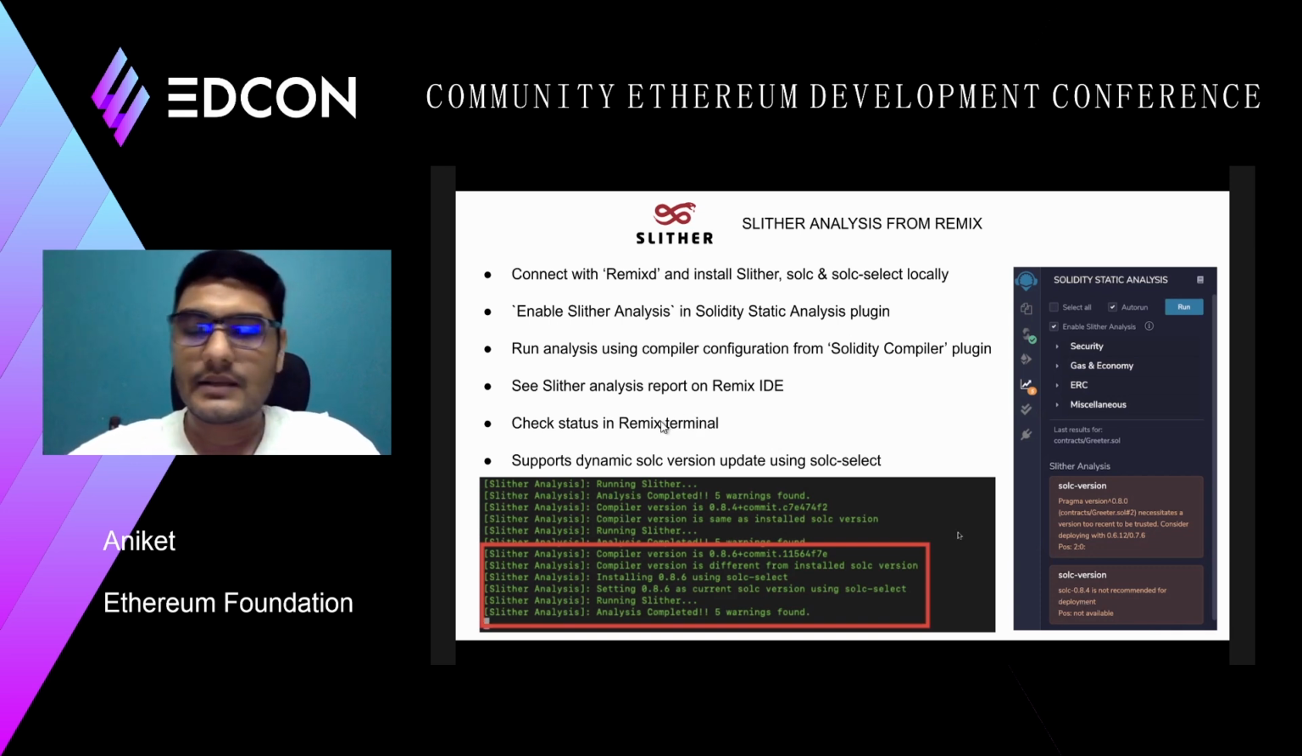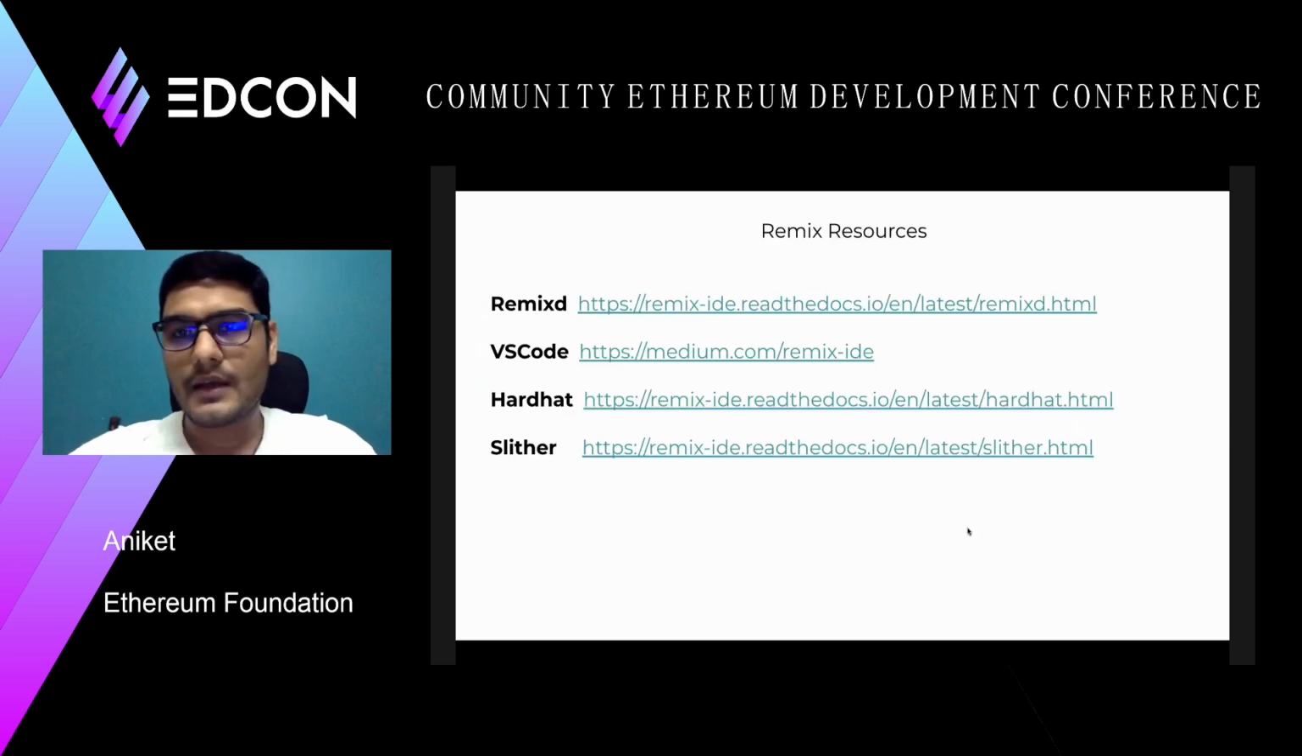Another thing is that when we run this analysis for Slither, we use the compiler configuration from the Solidity compiler plugin. And we know that Solidity is installed with one fixed version. So we use solc-select if there is a version mismatch between the local solc version and the version selected in the Solidity compiler plugin. You will know about this process in the remixd console also, that your version is different from the installed solc version. Then the required version will be installed and set using solc-select. So yeah, next slide, Rob.